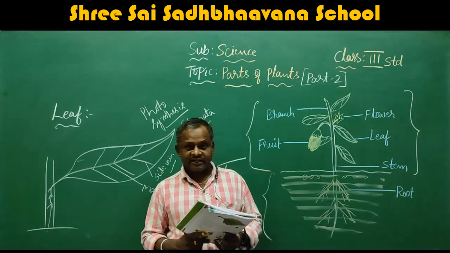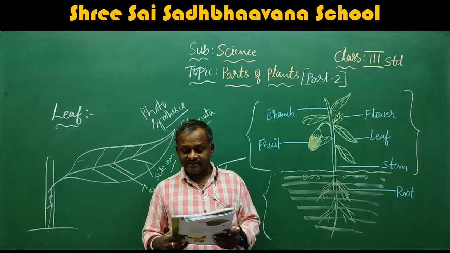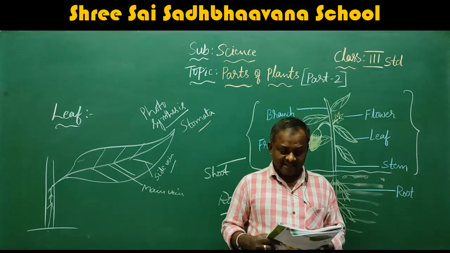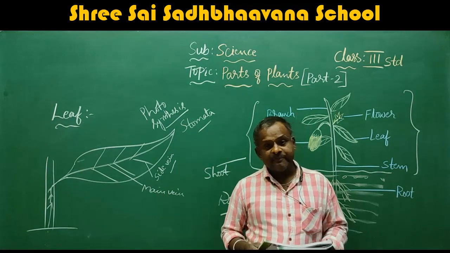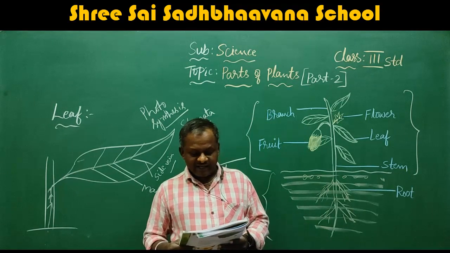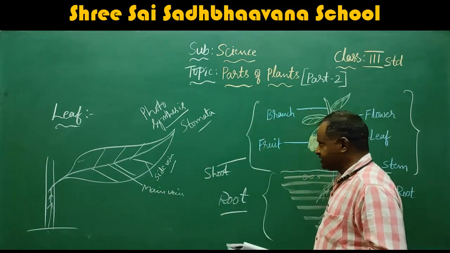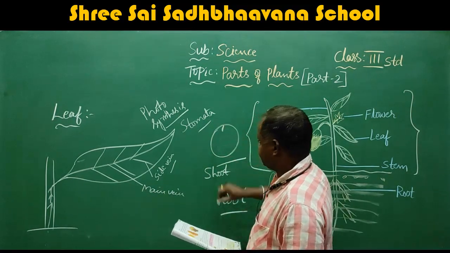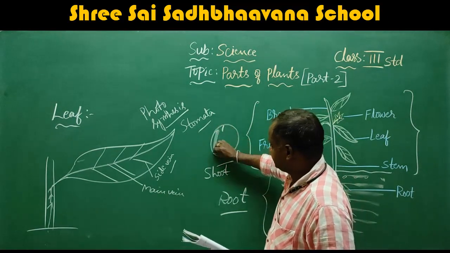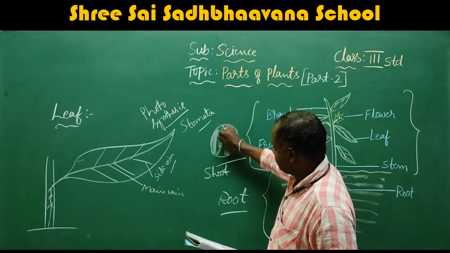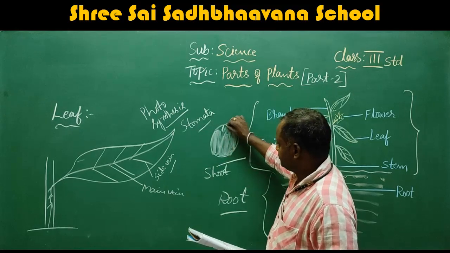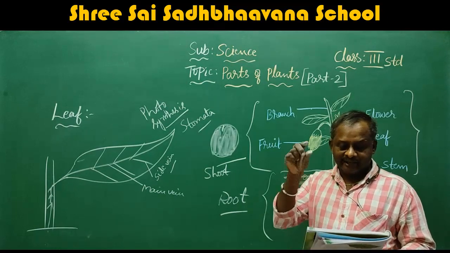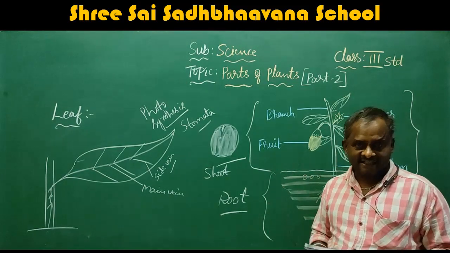Okay, seeds are protected inside the fruit. Why are they protected inside the fruit? Because they are very, very important. Do you know what is protected inside the seed? The mother plant has kept a baby plant and its food inside the seed. That means inside the seed, it put a baby plant and the food for the baby plant to grow.